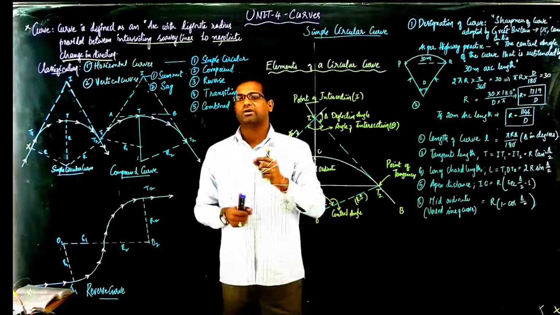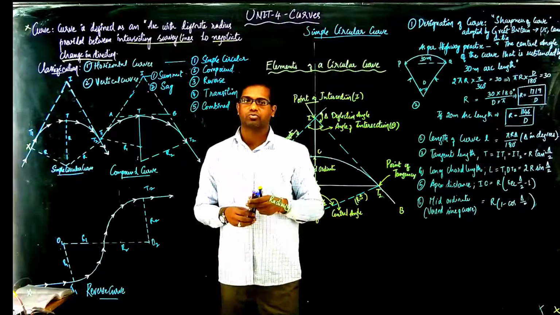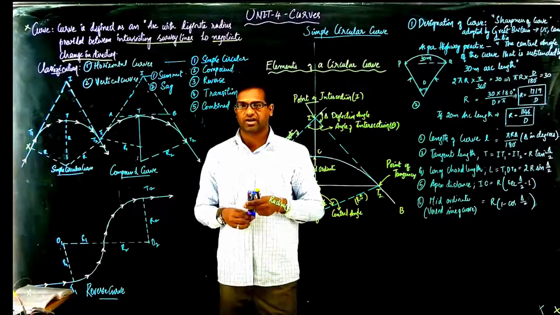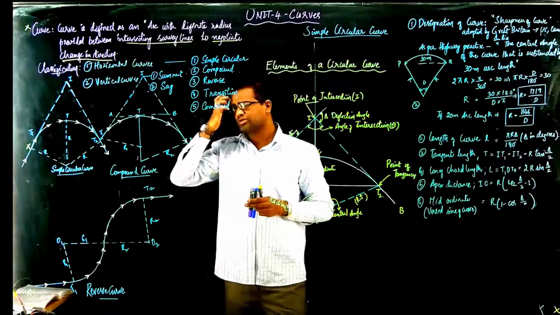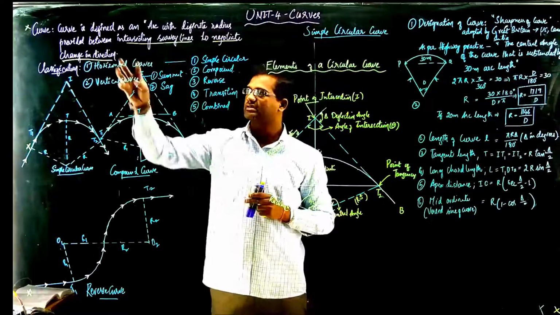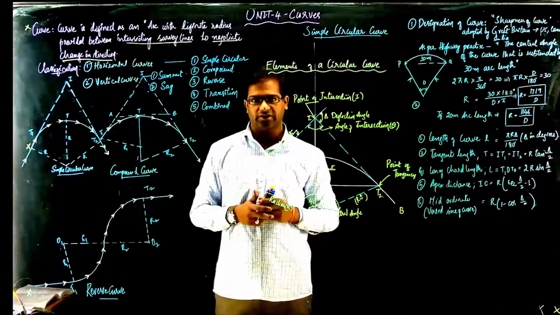The curve type will depend upon the intersection angle. We will talk more about this intersection angle, or deflection angle; both of them are similar. So there are two classifications of curves. One is horizontal curve and the second is vertical curve.